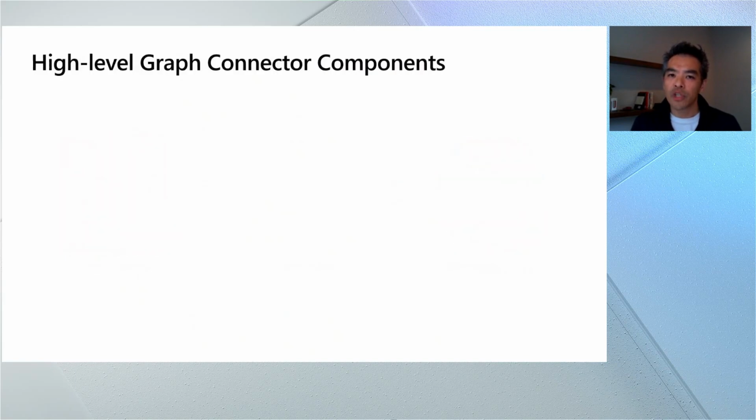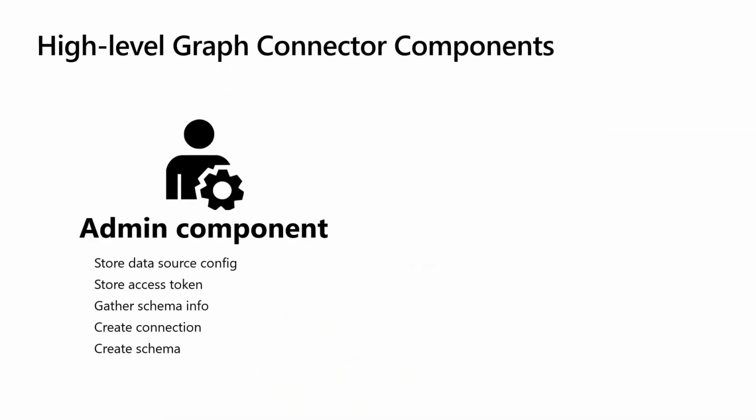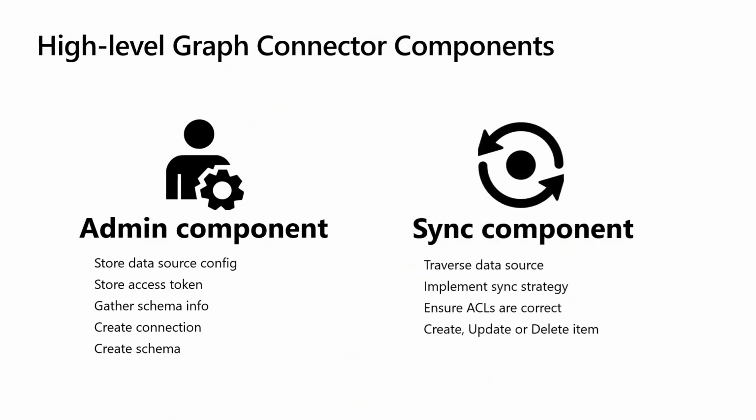You will need to build two high-level components. The first one is the administrative component, where you will need to store information about the data source so you know how to read it. You will need to manage the access token to the graph so that you can call the APIs. You will need to gather some schema information, and depending on your data, this could be a fixed schema that you know about, or something more flexible that you will require input from the administrator. Then you will need to create a connection on the Graph API and create a schema on top of that connection. The second component is the sync component.